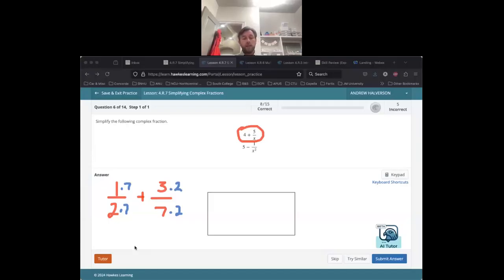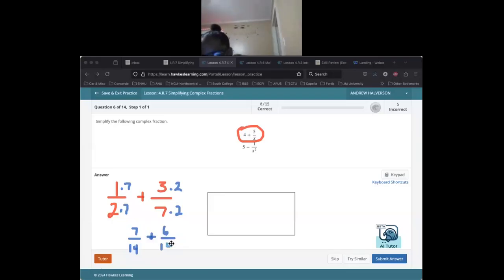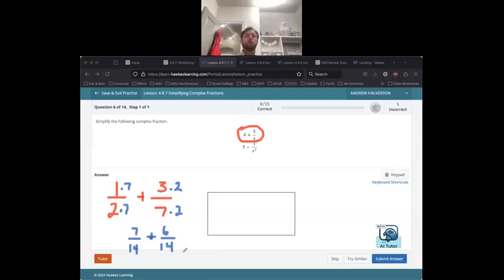So when we complete the tail, what do we get? We get 7 over 14 plus 6 over 14. Why did we have to go through this process in the first place? Because we have addition. When you're adding or subtracting fractions, you need to get common denominators. So that's the giveaway here. That's how you know what you've got to do.